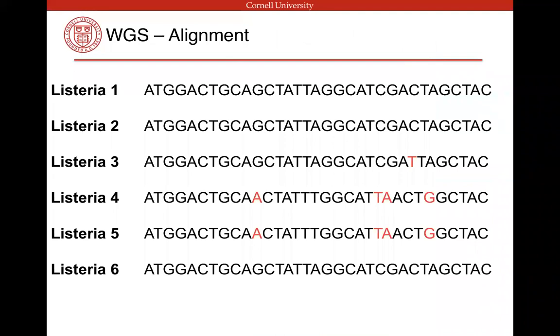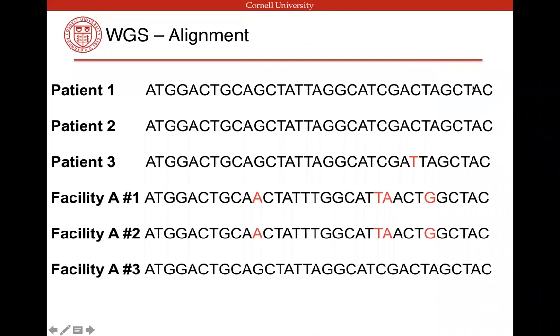So I've got just a short segment as an example of the 6 Listeria that we collected in this example. And so you can see in red some of the differences. So let's say we use this first Listeria as our reference, and you can see Listeria 2 is identical, Listeria 3 is pretty closely related, 4 and 5 look a little bit more different, and 6 is identical. So let's say that the top 3 are collected from patients, and the bottom 3 are collected from a food facility. Let's say food facility A.